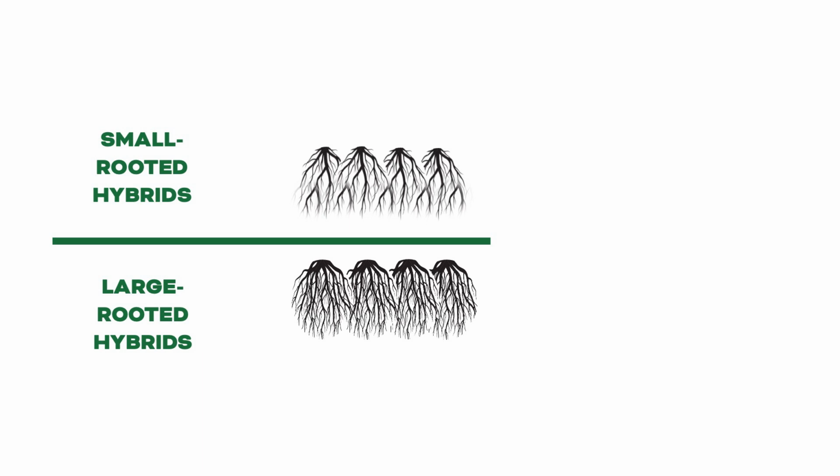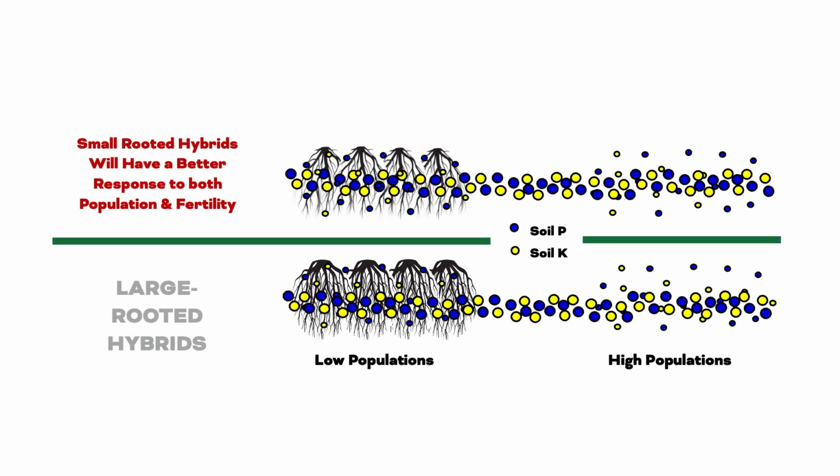I'm going to take about a 350 slide deck and boil it down for you in 2 slides to summarize his research. What he found was indeed that small-rooted hybrids responded better to population and fertility placement.